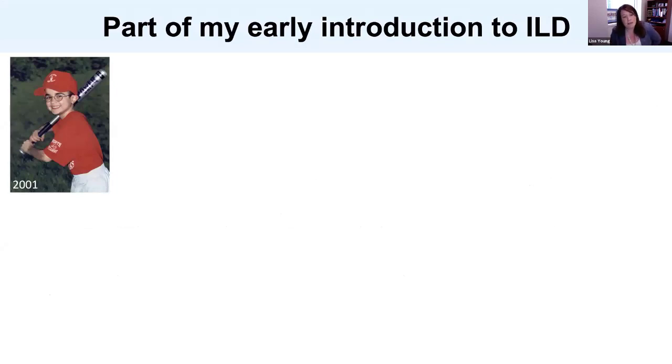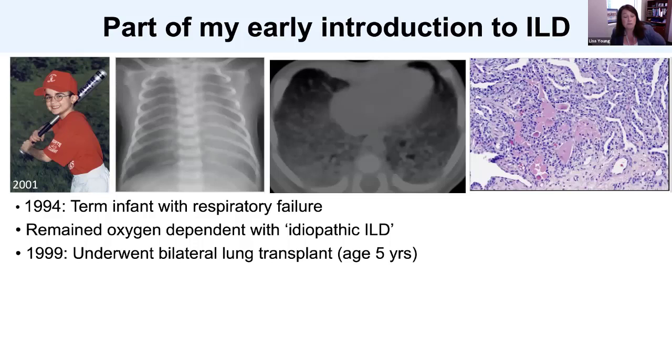So I want to share with you a little bit of my early introduction to interstitial lung disease, especially with this being a fellows track presentation, and I have permission to share this case from this family. This patient I met the first day of my fellowship in Cincinnati. He had been a term infant who had had unexplained respiratory failure and had remained oxygen dependent, been called idiopathic interstitial lung disease, been called IPF, and had undergone a lung transplant actually at St. Louis when he was 5 years old.